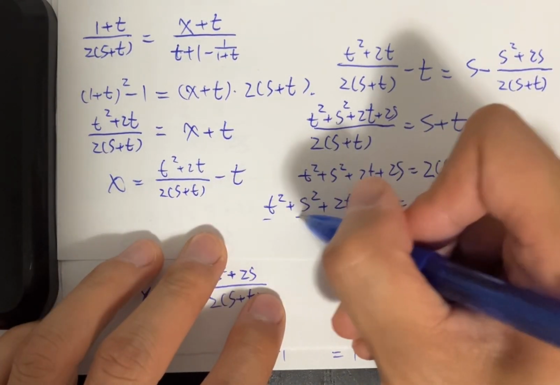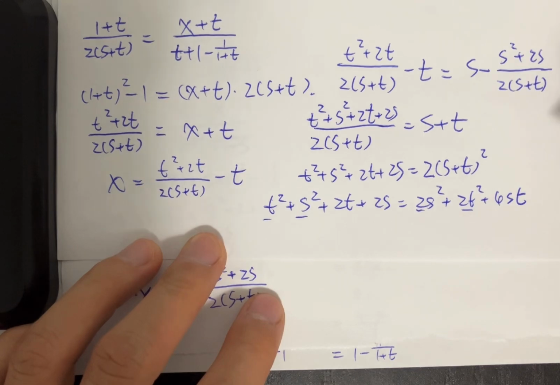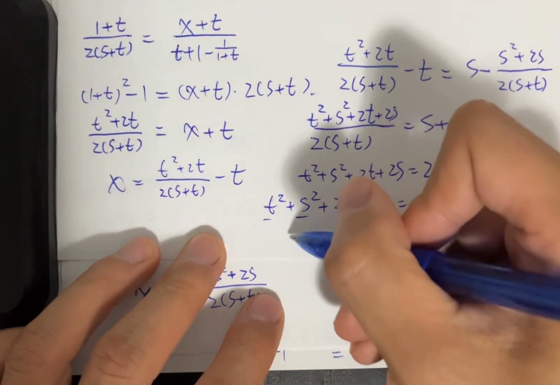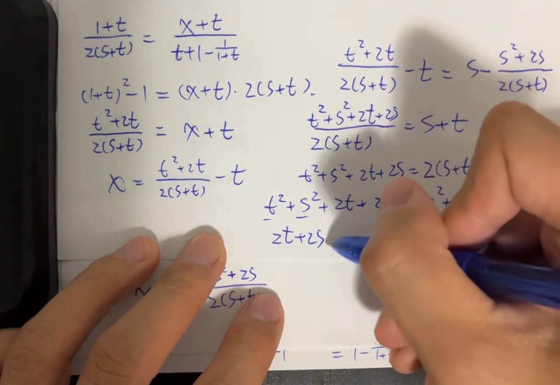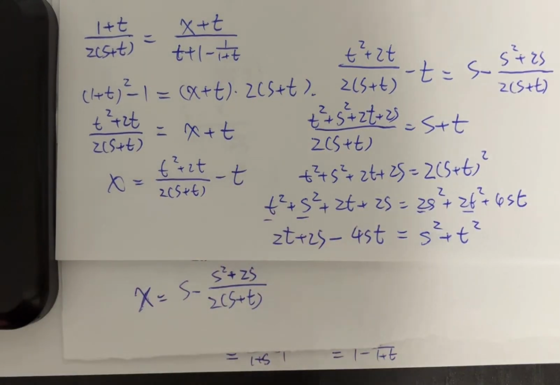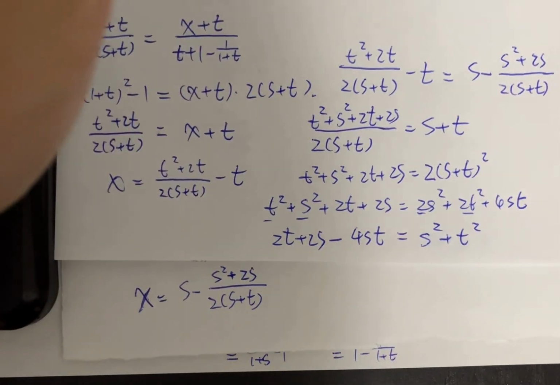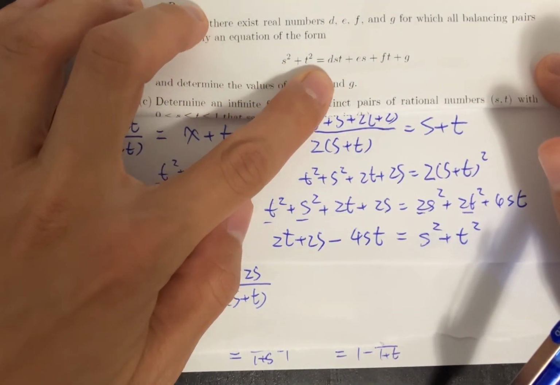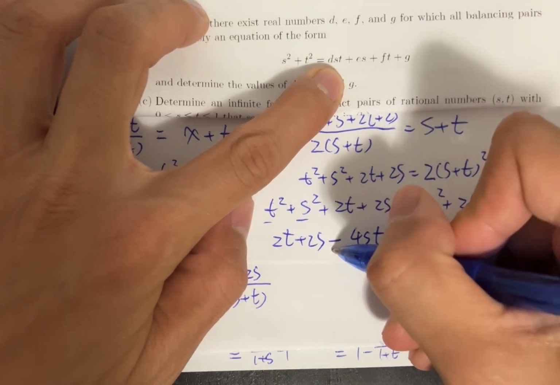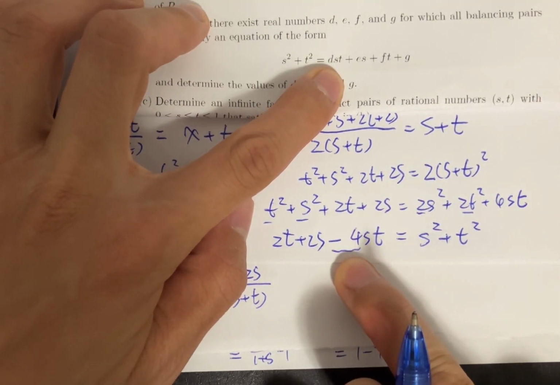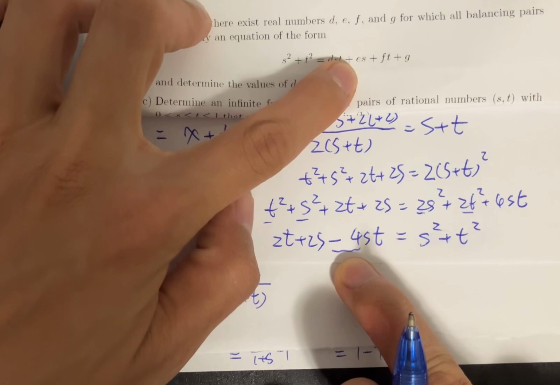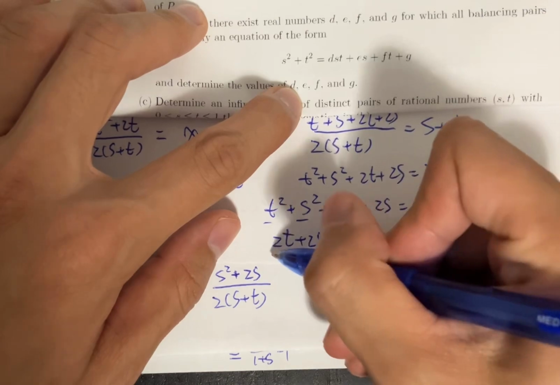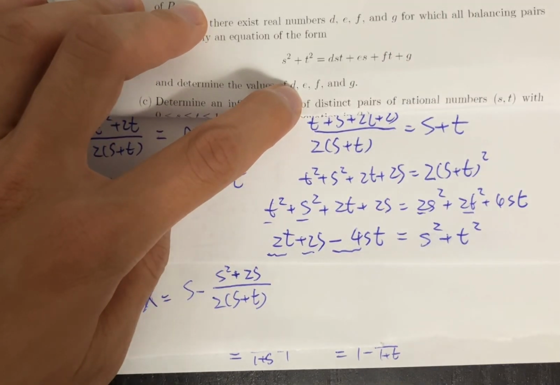These can be removed and these can be reduced. So on the right side, let's write s squared plus t squared. On the left side, let's write 2t plus 2s minus 4st. This is what we have got so far. And what we want is this: s squared plus t squared is something st. Something is -4, so D is -4. Plus something s, E is 2. Something t, F is 2. And a constant, there's nothing, so G is 0.